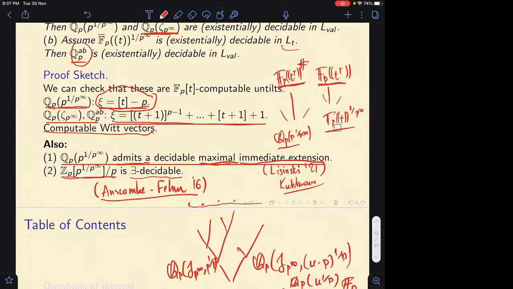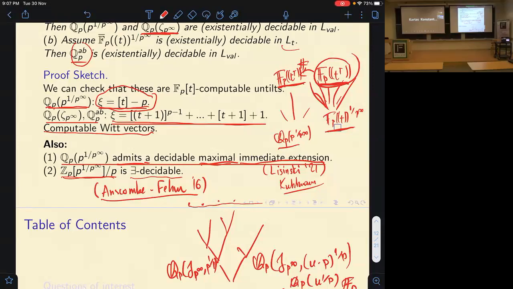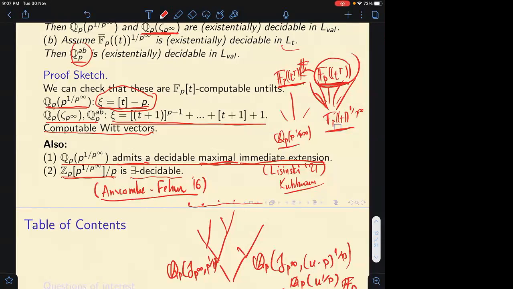And the same is true for the perfect hull of T. As far as I know, the only decidable maximal immediate extension in the language with T is the Hahn field. All of the maximal immediate extensions will be decidable in the language of valued fields, but in order to transfer decidability, you need the language with the parameter for T. And this is the only one that I know to be decidable in the language with T. And is that this Lisinski? This is Lisinski. Okay, thank you.